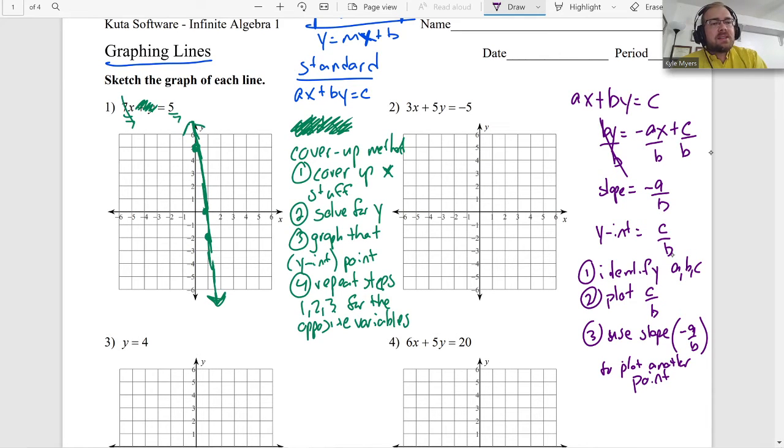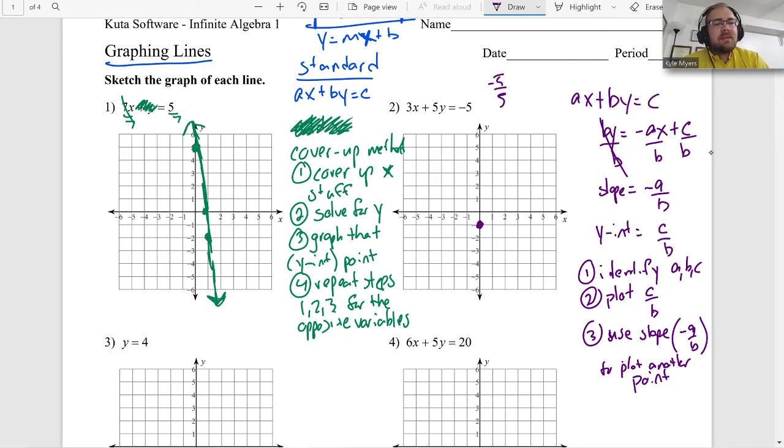The y-intercept is c over b. C is negative 5, so it's negative 5 over b, which is 5. So negative 1. Okay. So c over b, that's the y-intercept. The y-intercept is negative 1.